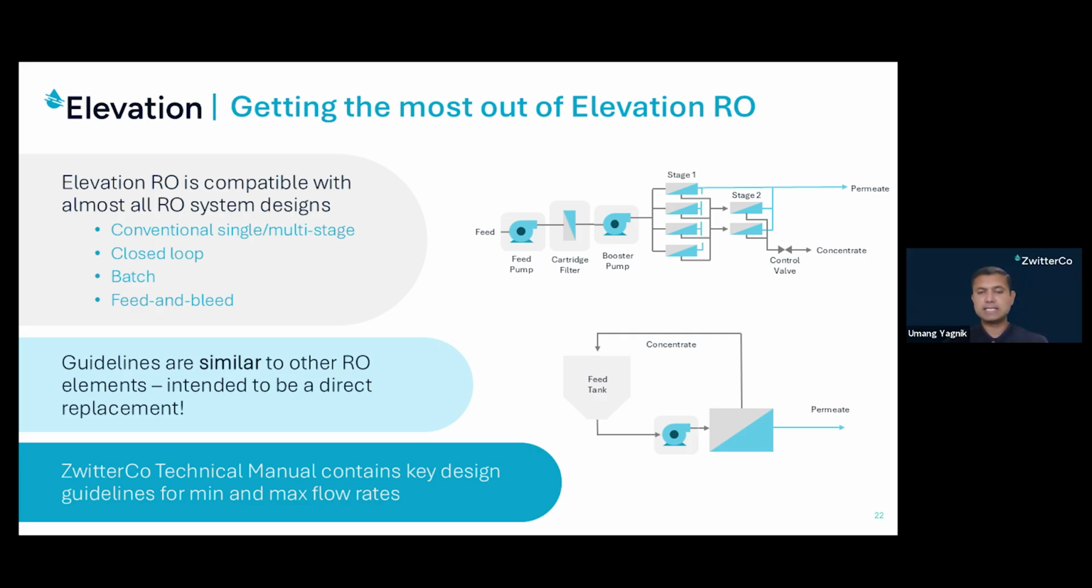We want to make it very easy to replace RO membranes in an existing system at elevation. And it is meant to be a direct replacement. So most of the basic membrane guidelines will still remain the same, for example, your element loading guidelines. But if you're looking at something more specific, like your minimum maximum feed flow rates per element, we do have a technical manual that we can share with you.